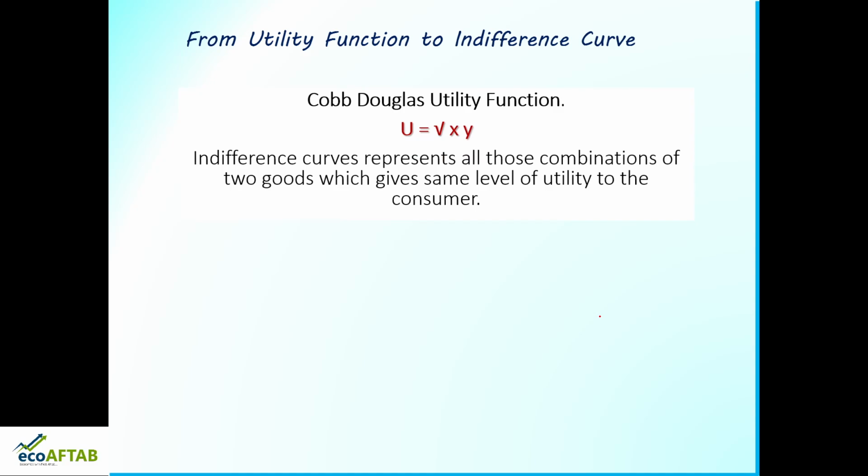Now, it is interesting for us to see how to move from a utility function to the indifference curve. We saw that from the utility function we went to the law of diminishing marginal utility. Now we will see how we proceed from the utility function towards the indifference curve. Again, I am taking the Cobb-Douglas utility function u is equal to square root of x into y. So, what is an indifference curve? Indifference curves represent all those combinations of two goods which give the same level of utility.